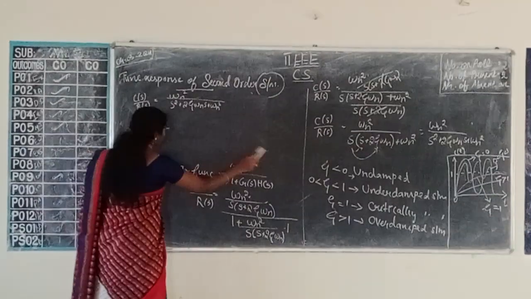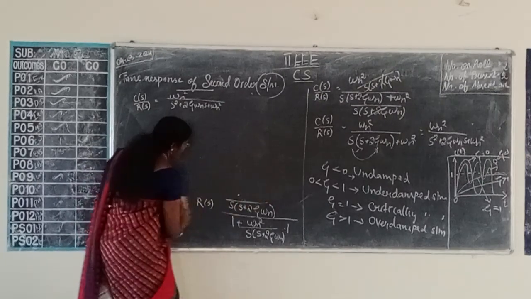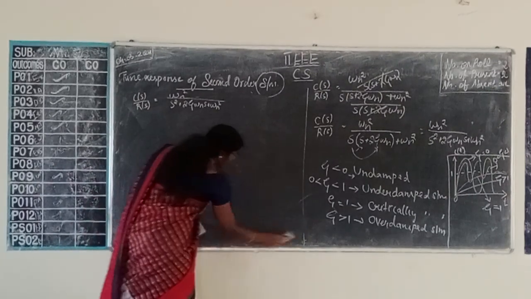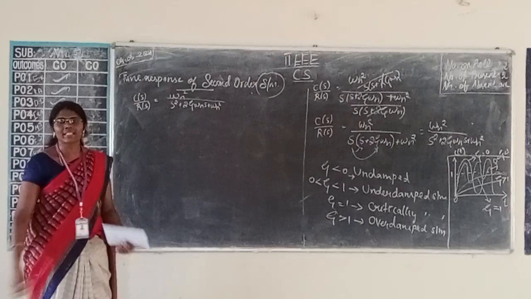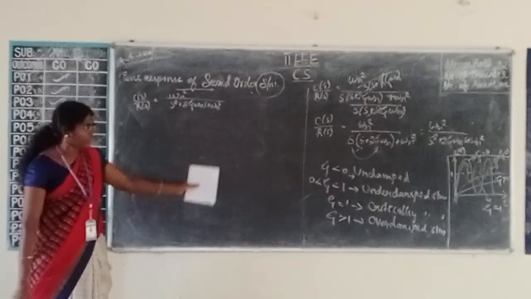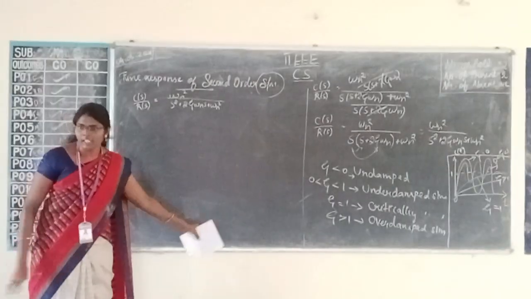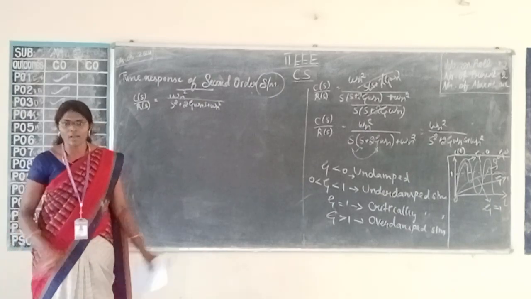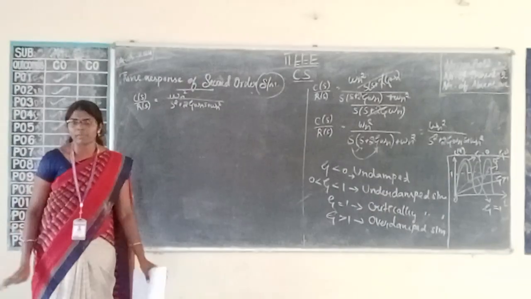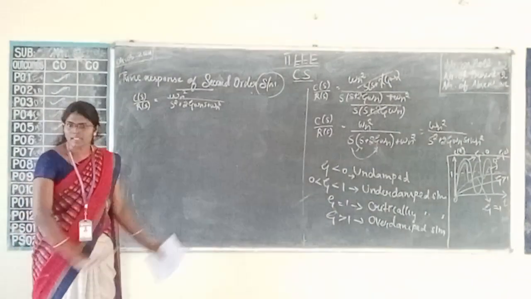Now listen. Next, what we have to do? Next, we have to find out the characteristic equation. How will this response be? Now I know that for zeta within certain limits, how will the system be?